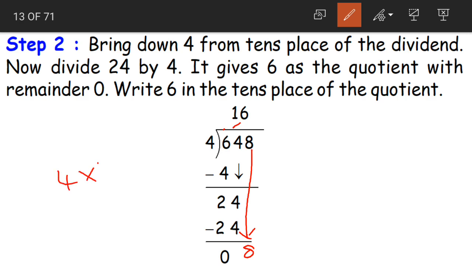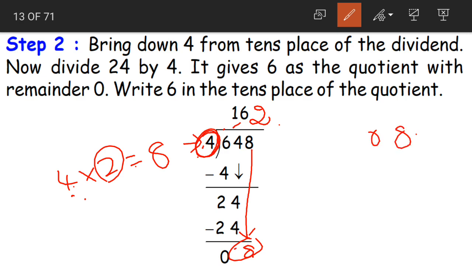If you remember the fourth table, we have 4 twos are 8. Again, why are we taking only the fourth table? Because 4 is the divisor here. So we should check for each number in the fourth table only. 4 twos are 8. So 2 will be written in the quotient, and then I am writing this 8 here. So from this we will subtract 8. Now when we subtract, 8 minus 8 gives us 0.